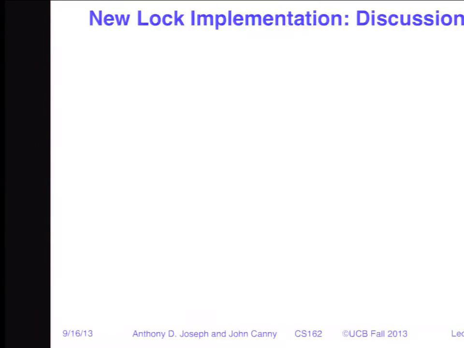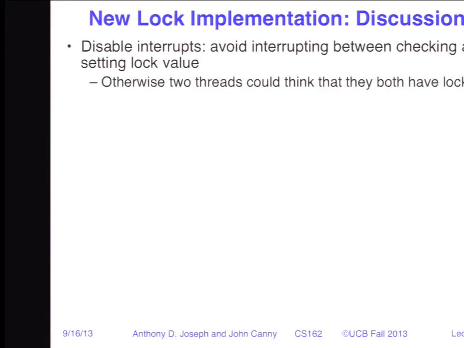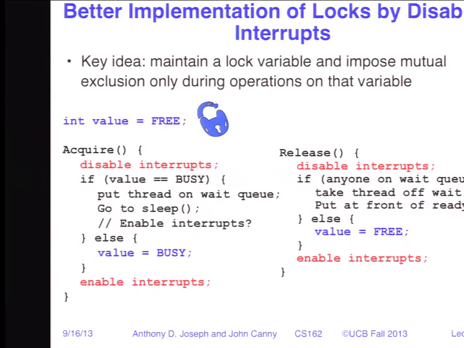So by disabling interrupts, we're able to avoid anyone interrupting us between the check and the setting of the value, or the check if anybody's waiting and releasing it. So no one else can come in here and get into either to look at the value of the lock or to manipulate the queue waiting on that lock. Right. Only one thread at a time is going to be able to do that.